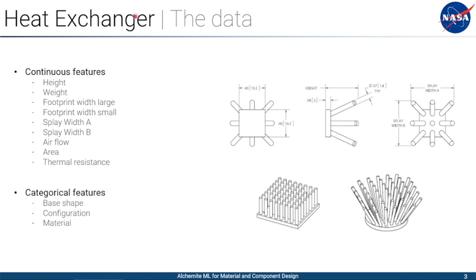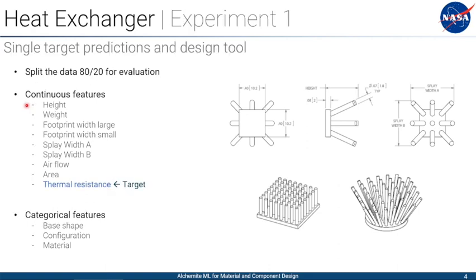So in the first data set with the heat exchanger, we were evaluating a bunch of different components, and they have a bunch of continuous features such as the height and the width, the splay width, how much air flows over them in the component. And then there's also categorical features such as the base shape, whether circular or square, the configuration, which I think there's 7 or 8 different configurations of whether it's splayed out or how rectangular it was, stuff like that. And then it could be copper or aluminum. So we had both continuous and categorical features that we wanted to test.